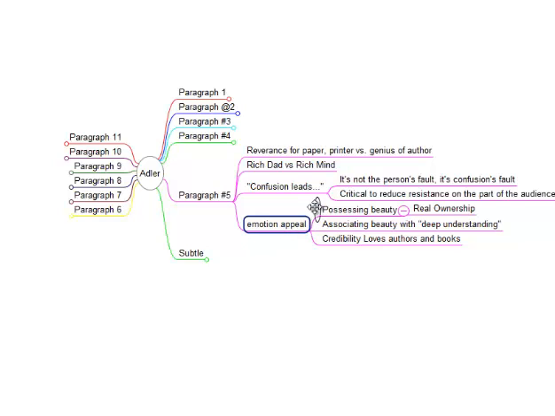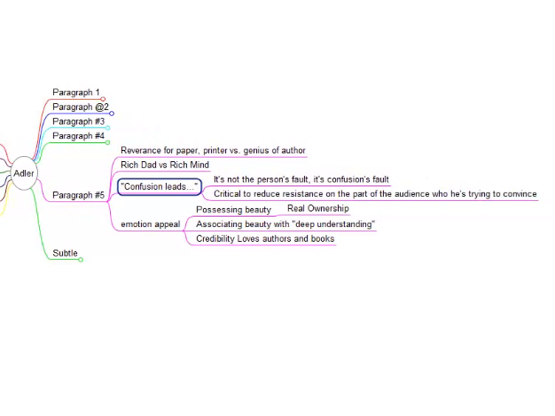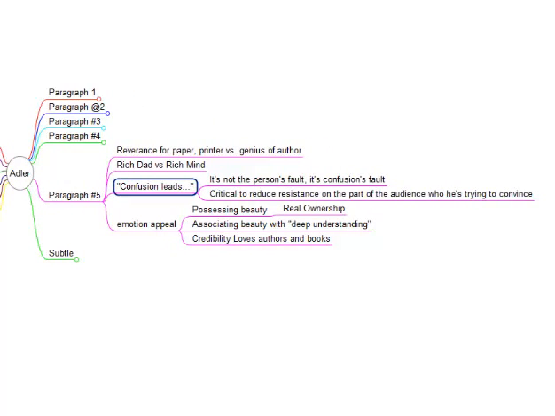All right, and he also protects the person, just like he did earlier by saying you decide. He protects the person by saying confusion leads. It's not the person's fault. It's confusion's fault. Okay, so if you got a little mixed up, if what I'm saying applies to you, that you have versus own, then it's confusion's fault, not your fault. So it's critical to reduce the resistance on the part of the audience that he's trying to convince.